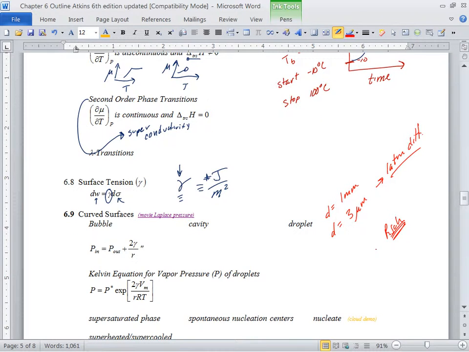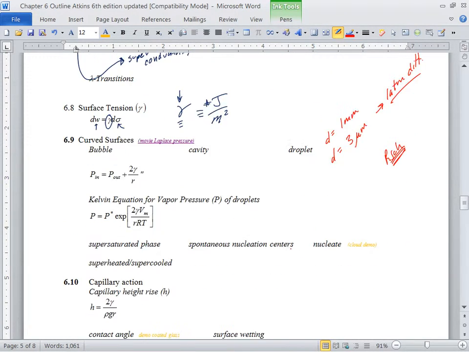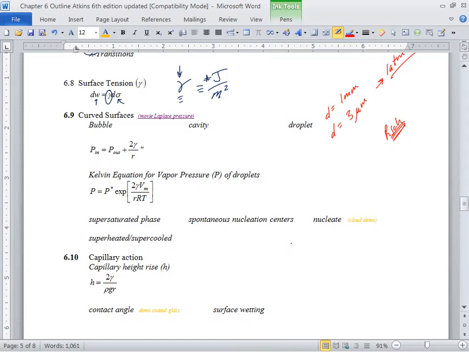Okay, so let's move on from bubbles to droplets. So this is vapor pressure. Okay, so P star, let's just focus on something, water. P would be the vapor pressure of the droplet, because that's what the equation says. But P star would be the vapor pressure of water, the typical vapor pressure of just liquid water. You get it from a table, right? At that temperature, whatever the temperature is you're interested in.